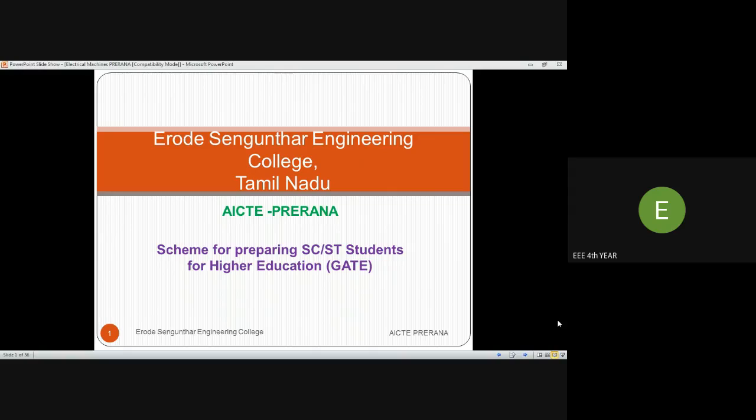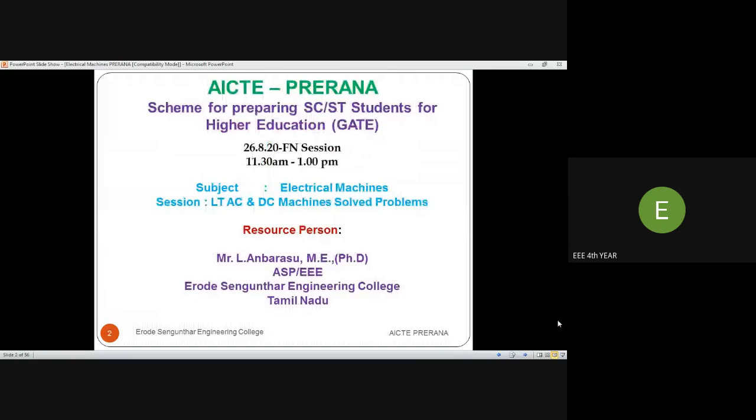Under the AICTE Pradhan scheme, our college, Erode Sengunthar Engineering College, is conducting GATE coaching classes for SC/ST students for higher education purposes. Today's session, we will discuss the electrical machines subject, for the topic of AC/DC machines solved problems. Myself, L. Anbarasu, Associate Professor in the Department of EEE, Erode Sengunthar Engineering College, Perundurai, Tamil Nadu.